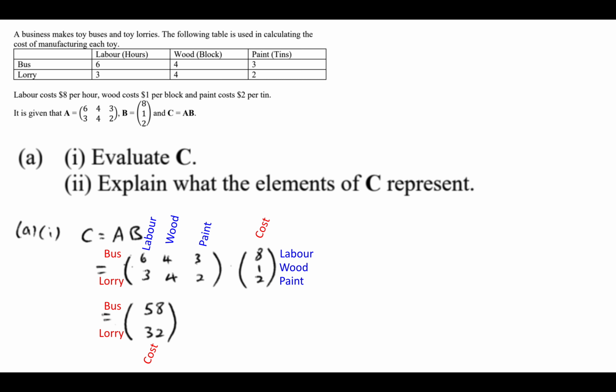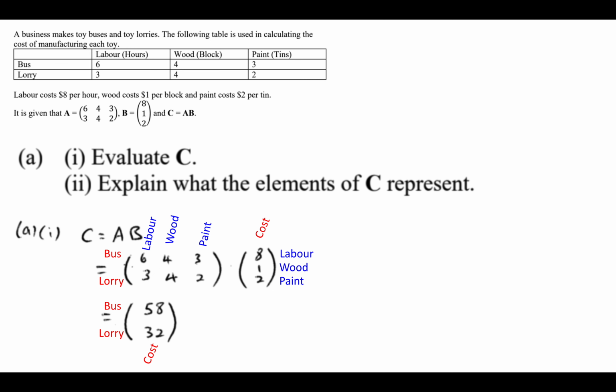And in matrix B, we have three rows. They represent the labor, the wood, and the paint, and the one and only column here represents the cost. So when we multiply them together, what actually happens? Remember that the number of columns of the first matrix, in this case matrix A, must match the number of rows of the second matrix, which is matrix B. And in a word problem like this, you can see exactly why this rule is required.